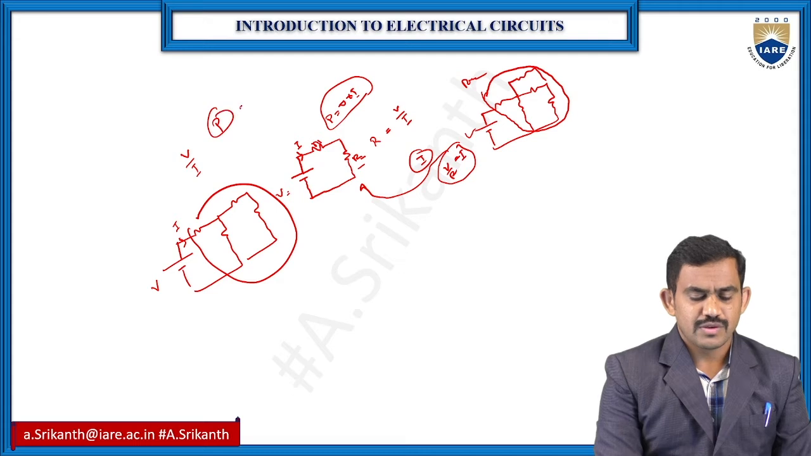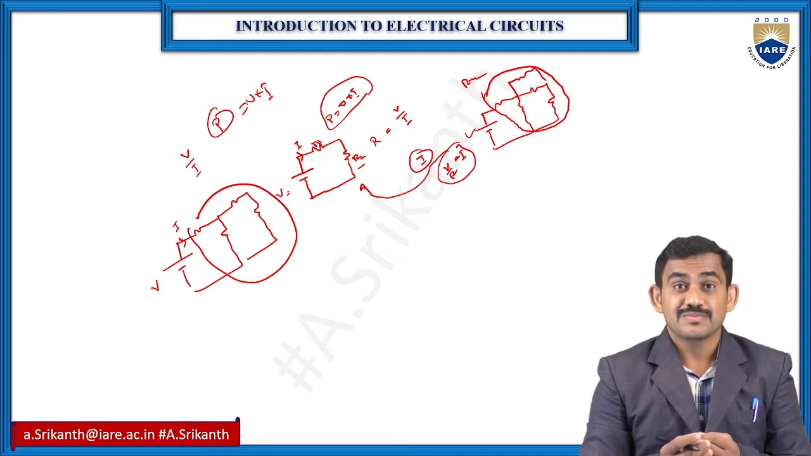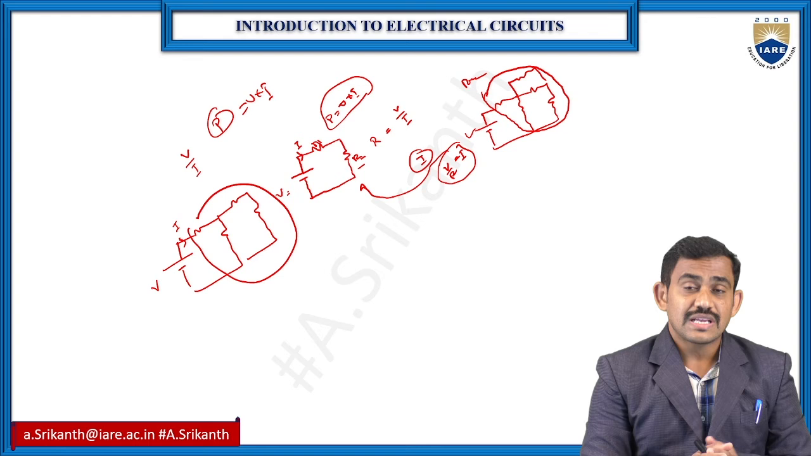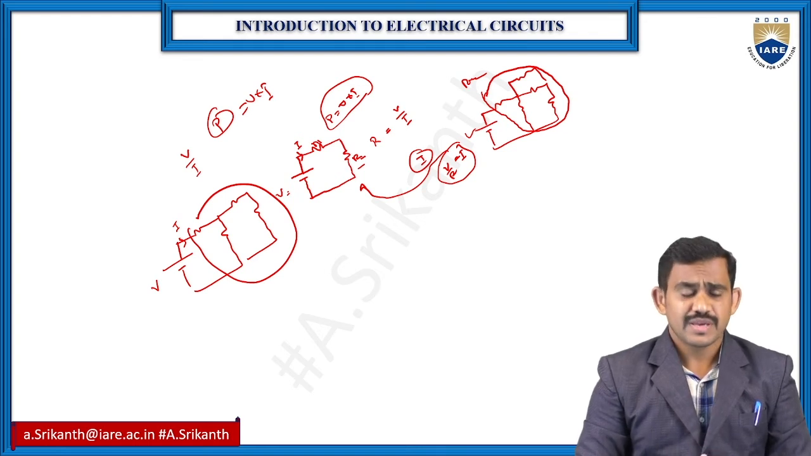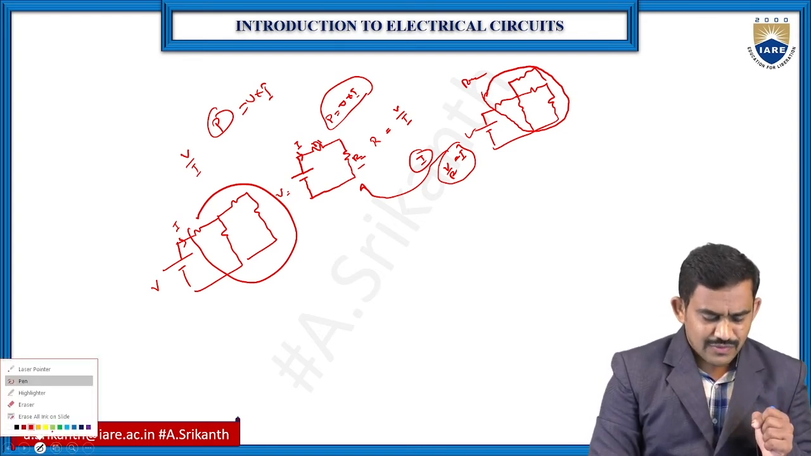Power, if you want, equals V into I. So you can use the basic formula and I can find out those R values. Okay, use just logic and find out those values.